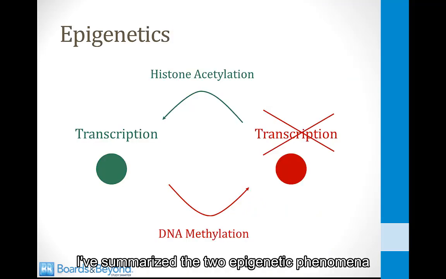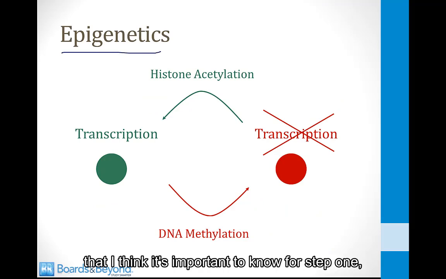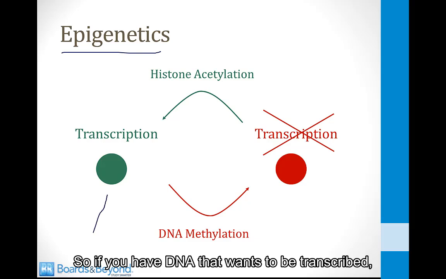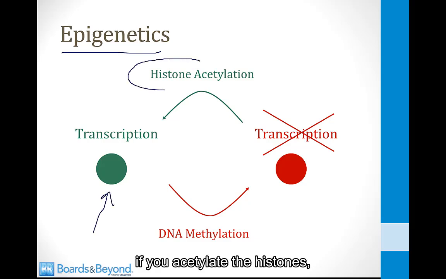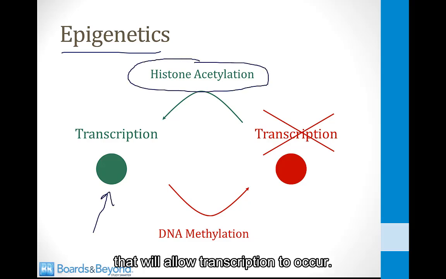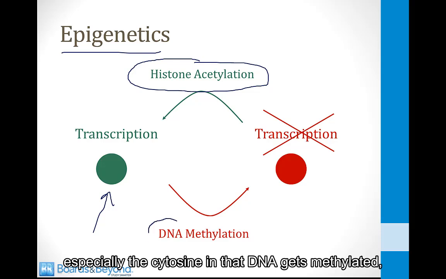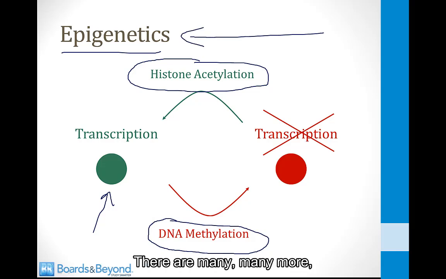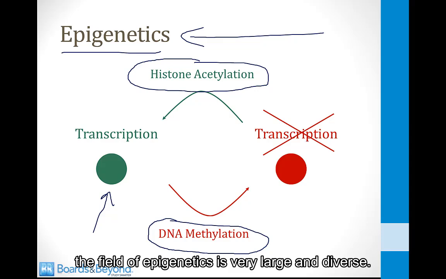So on this slide, I've summarized the two epigenetic phenomena that I think it's important to know for step one in a way that will hopefully stick in your mind. So if you have DNA that wants to be transcribed, if you acetylate the histones, that will allow transcription to occur. On the other hand, if the DNA, especially the cytosine in that DNA, gets methylated, then transcription will not occur. And these are two epigenetic phenomena. There are many, many more. The field of epigenetics is very large and diverse.